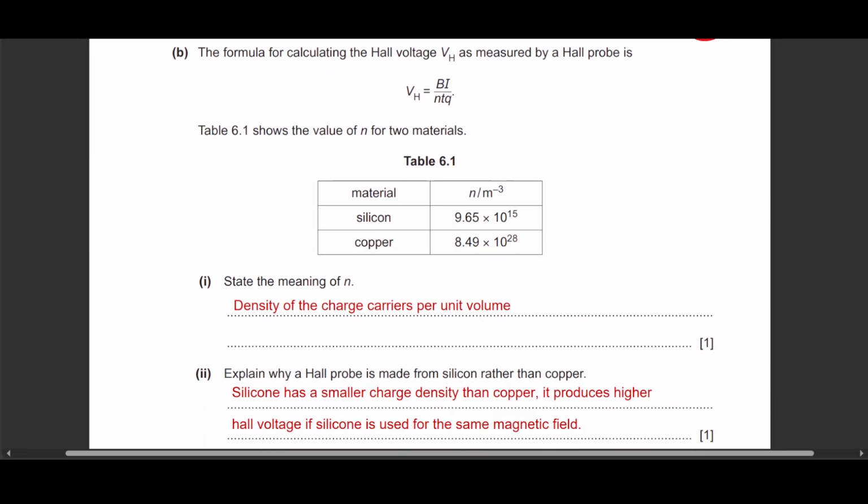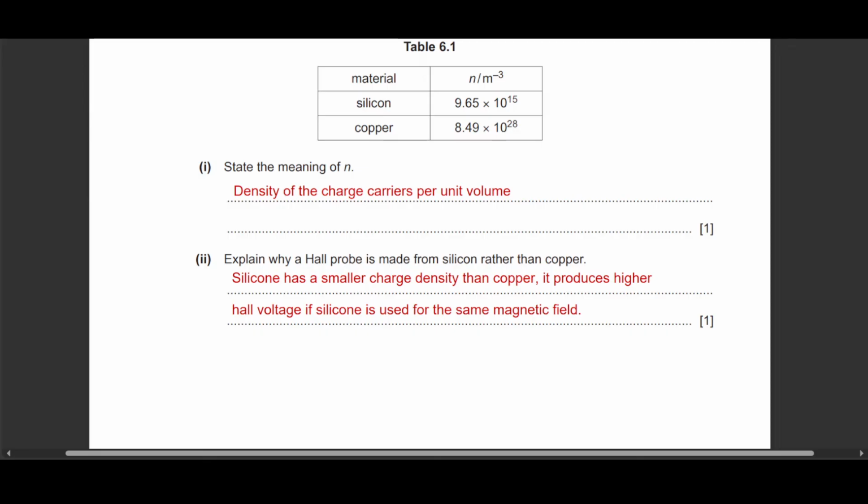The formula for calculating VH is this. We understand that, and please also do the proof of Hall voltage. This is also important. So he's given us two materials, silicon and copper. State the meaning of N: density of charge carriers per unit volume. As you can see, this is per unit volume, which primarily means the number of carriers, number of electrons or number of positive charges, depending upon copper or silicon, because if you're talking about copper, electrons are the majority carriers. If you're talking about silicon, positive charges are the majority carriers, right?